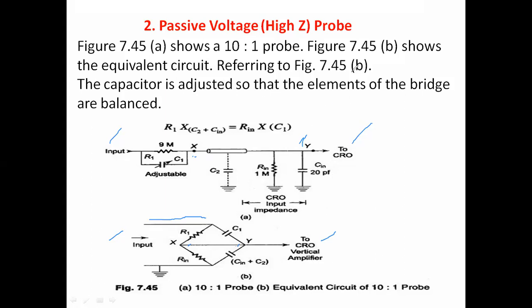Here, how does this provide a high input impedance and a low capacitance? That we will see. This is called a 10:1 probe, or passive voltage probe, or high impedance probe, or low capacitance probe. So it provides high input impedance and low capacitance.